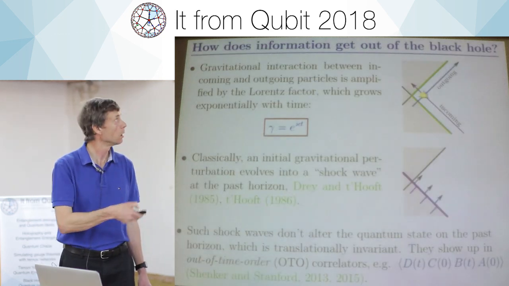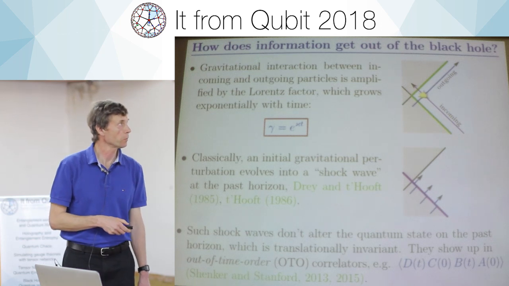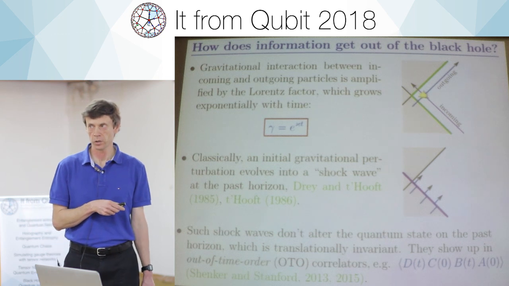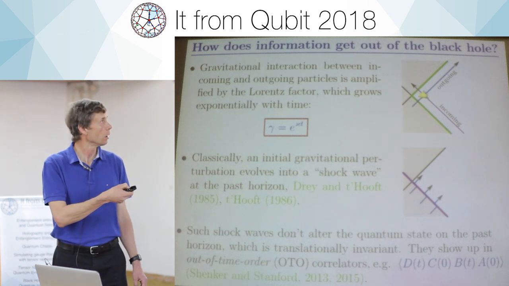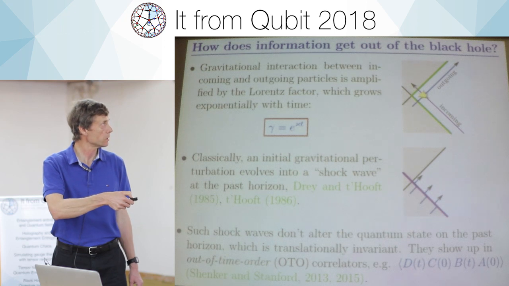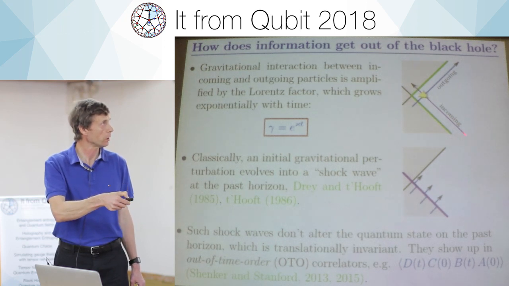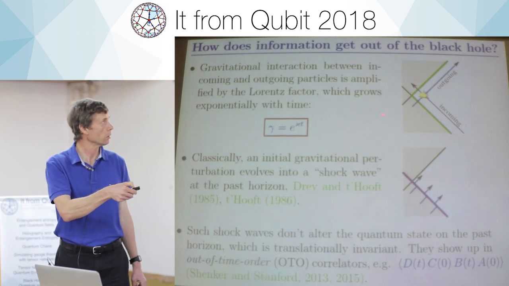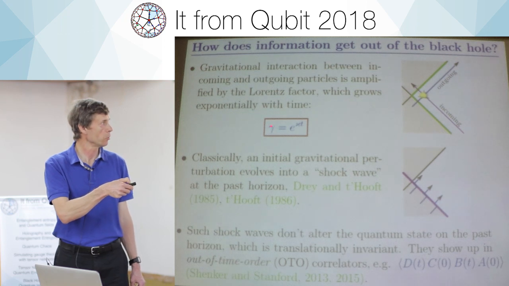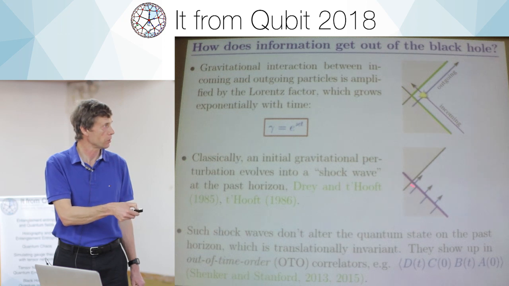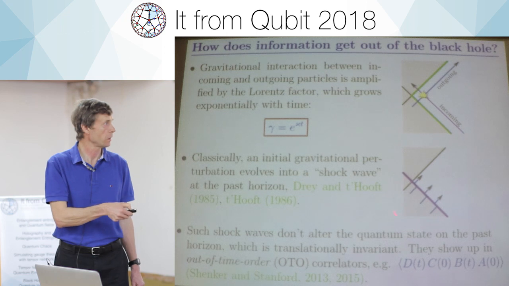Let me skip that. How does information get out of the black hole? Now we're talking about two corrections to the Hawking picture. And again, this is something Gerard 't Hooft talked about this morning: incoming and outgoing radiation quanta interact. The Lorentz boost is important, and incoming quanta produce a shock wave on the past horizon, which influences the outgoing particles.